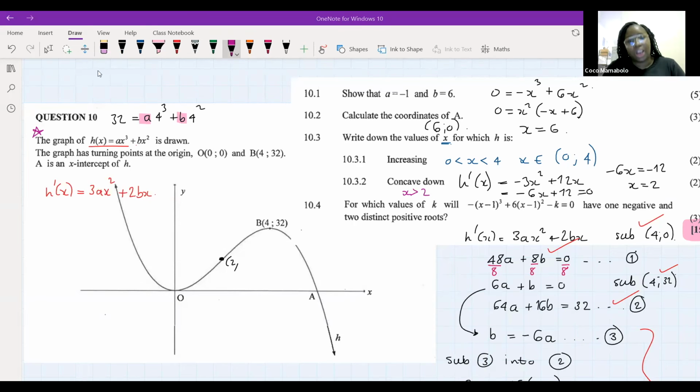Excluded, correct. We are excluding the point of inflection because at the point of inflection, it's neither concave up nor concave down. Yes, Pinga, exclude by default.